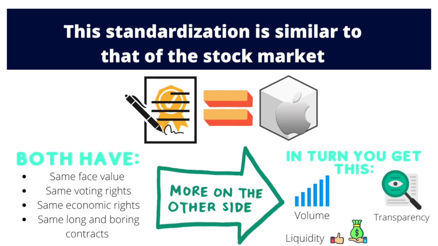In fact, this standardization is similar to that of the stock market. The same series of shares of a listed company are identical since they have the same specifications. For example, the same face value, the same political rights, the same economic rights, and more. Only the price is left to the free negotiation of the market participants.